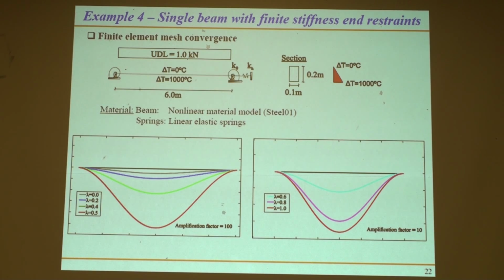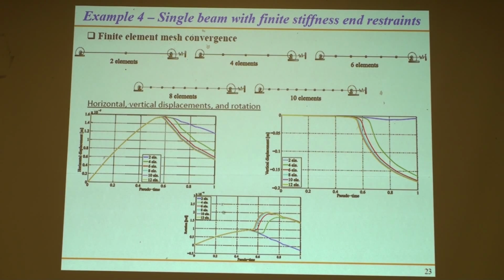If we have a pseudo load of 0.2, for example, that means we're applying only 20% of what's here. So we have 0 on top and 200 on the bottom. Okay? So this lambda is the pseudo load or the pseudo time in the analysis.